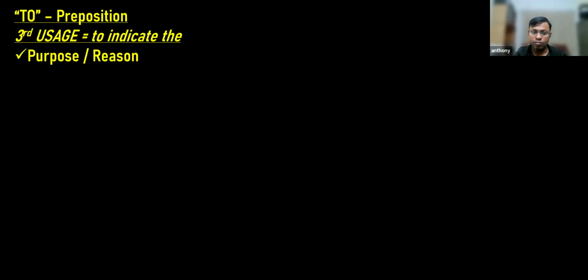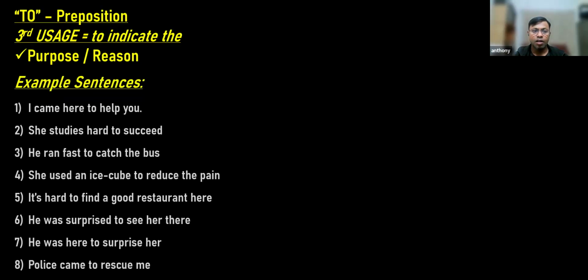So in the same manner, from also we have seen, no? From also we have seen used to mention the reason. I'm suffering from fever. That is also mentioning reason. That's also used to mention reason. Now here to also is used. We will see how. Example sentence: I came here.